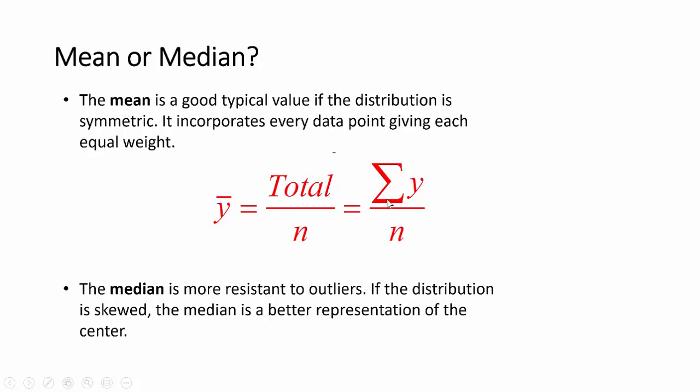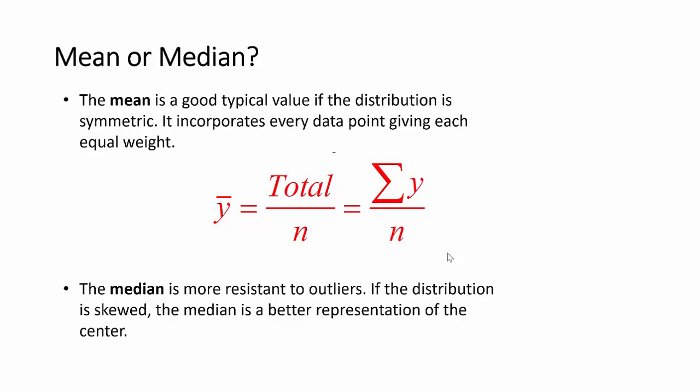But we also use this notation. It's called sigma notation. So this big sigma, it's a Greek letter sigma, is really just saying to add up all of the y's and then divide by n if there were n of them. So the mean is good in certain situations.